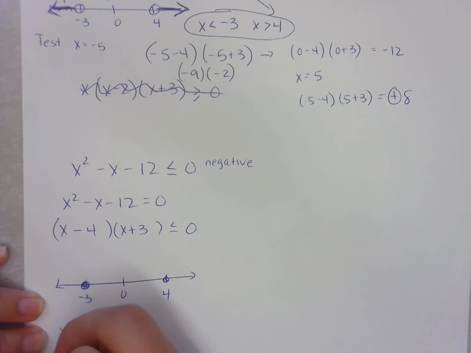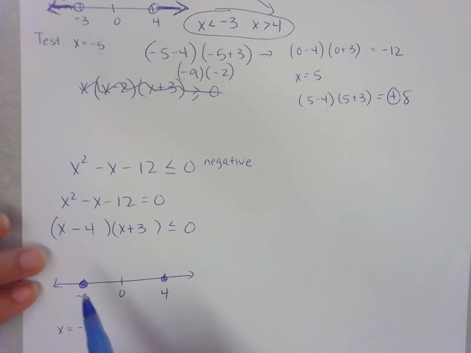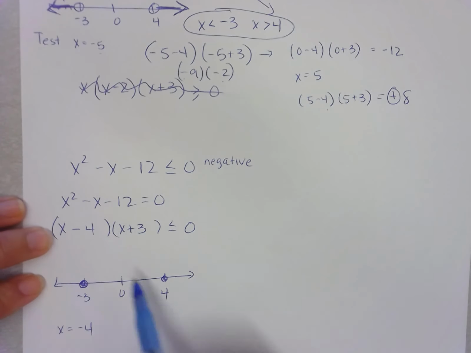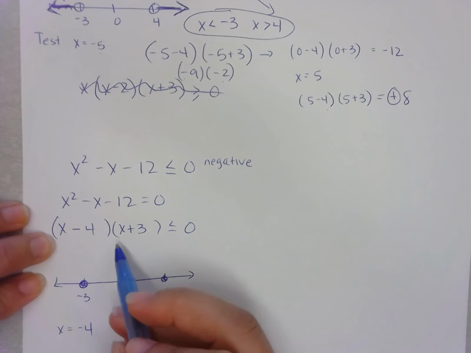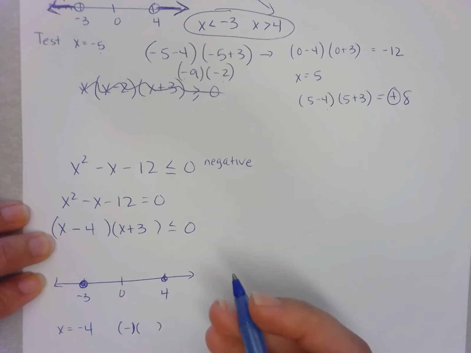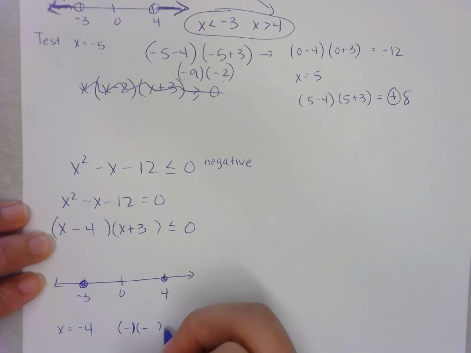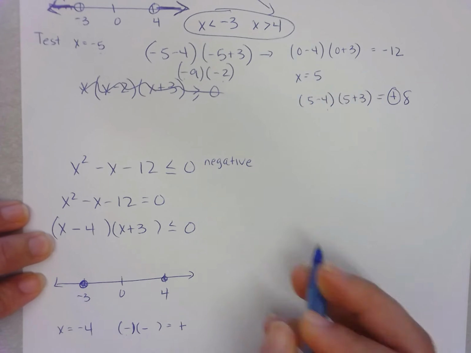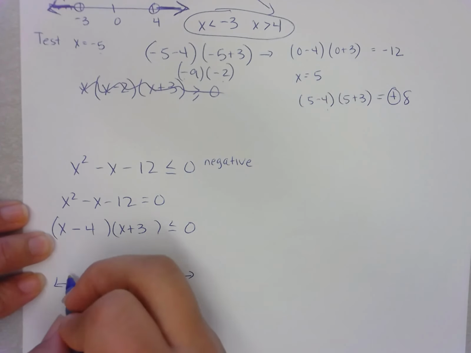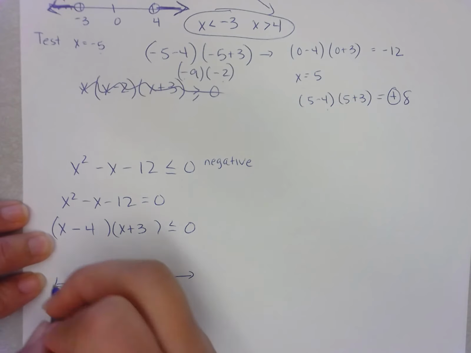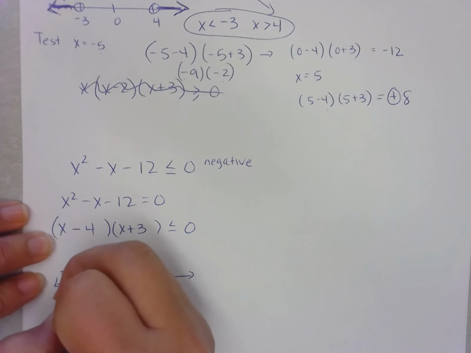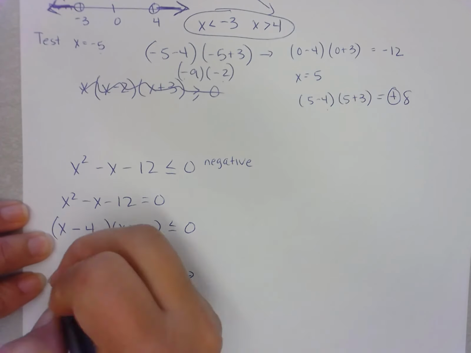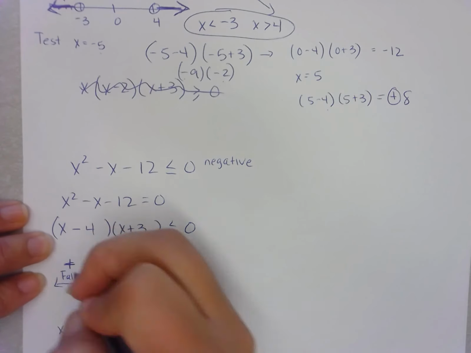So if I check x equals -4, I'm going to plug it in here, right? -4 minus 4 is going to give me a negative number, so I'm just going to write a negative. And then -4 plus 3 gives me a negative number, which then a negative times a negative gives me a positive number. And I'm looking for negative numbers this time. So this is a positive, so this part is false, right?